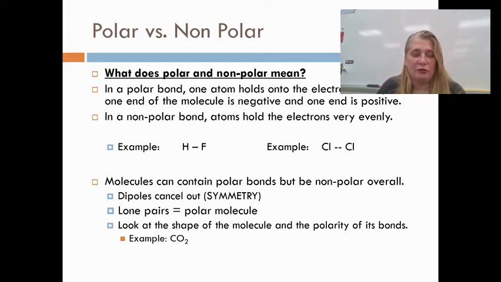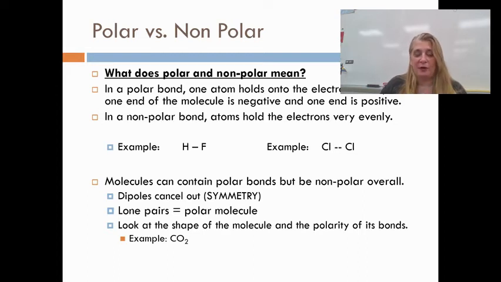Chlorine, which is Cl2, has completely the same electronegativity. Therefore, it is a totally nonpolar bond. So molecules can contain polar bonds but be nonpolar overall if they have something called symmetry. They can only have symmetry if they do not have any lone pairs. If there's a lone pair of electrons on the central atom, then you cannot have symmetry.